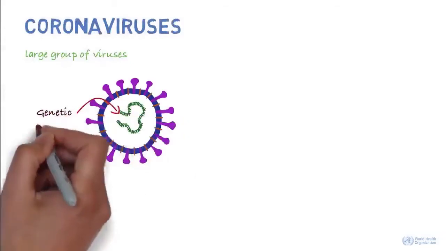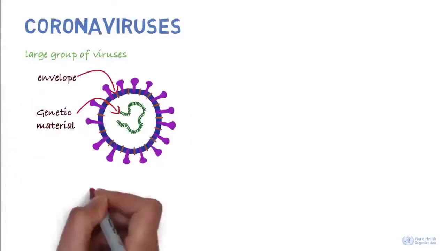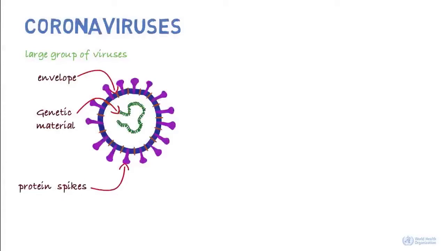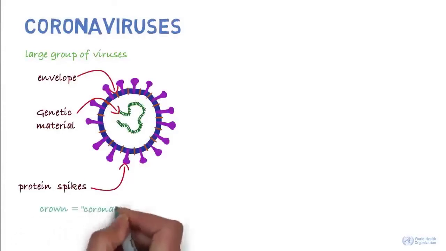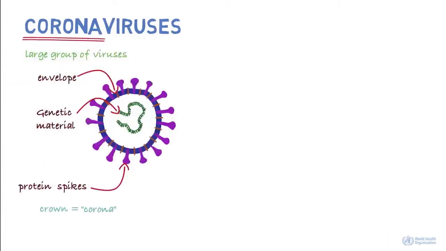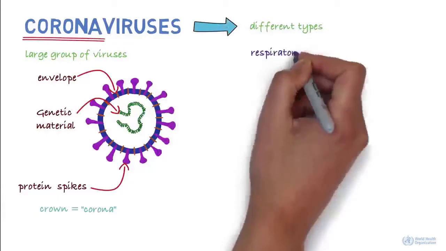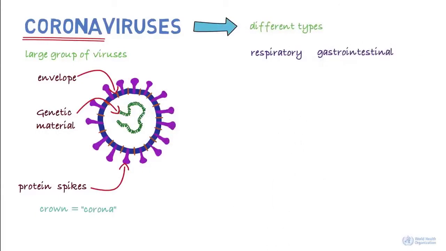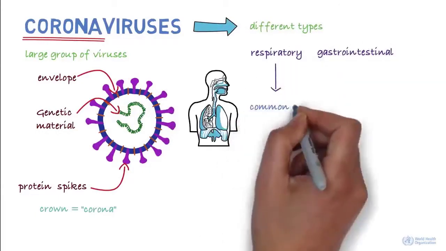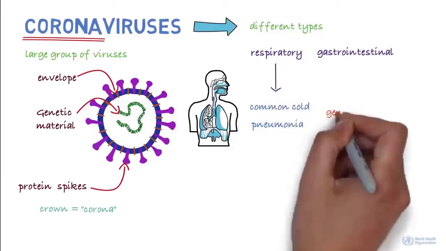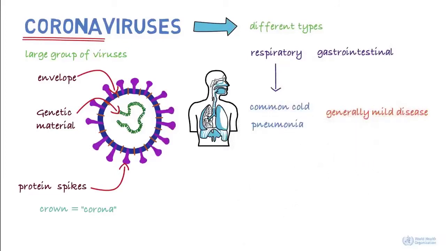They consist of a core of genetic material surrounded by an envelope with protein spikes. This gives it the appearance of a crown. Crown in Latin is called corona, and that's how these viruses get their name. There are different types of coronaviruses that cause respiratory and sometimes gastrointestinal symptoms. Respiratory disease can range from the common cold to pneumonia, and in most people, the symptoms tend to be mild.